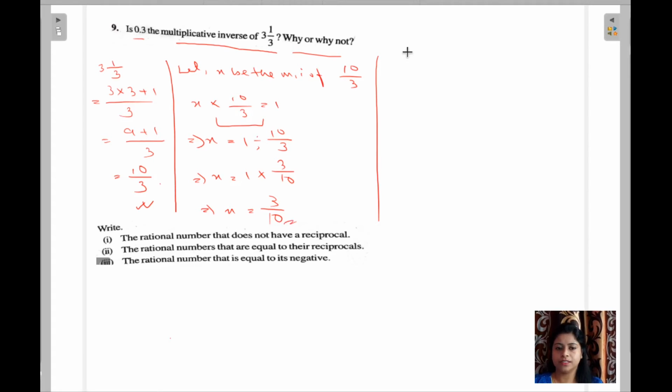Now it is in decimal form, so 0.3. If we want to write 0.3 in fraction form, for the decimal point we will write, and after the decimal point we have only one digit, so 3 by 10. So both are the same. So our answer is yes. As both are the same, only their form is different, but the number is the same, 3 by 10. So yes, 0.3 is the multiplicative inverse of 3 whole 1 by 3.